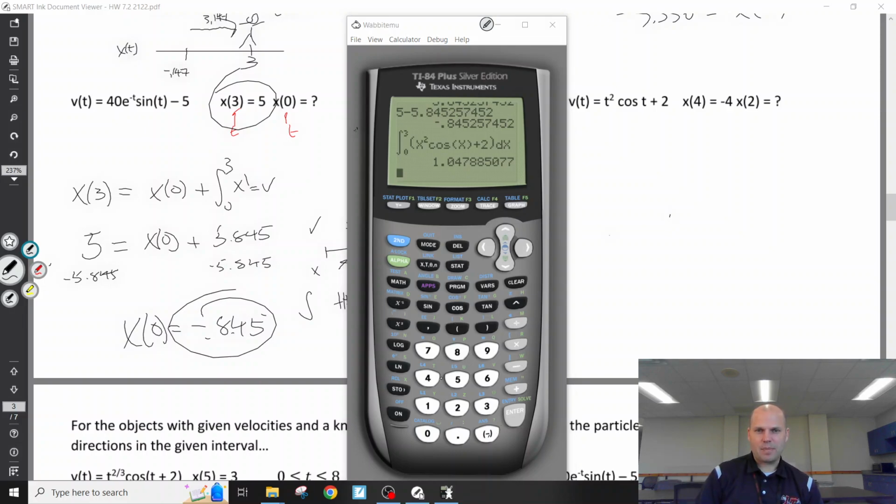So I ended up at negative 4. I moved to the right to get there. Don't add that number, subtract that number. Show your work though.